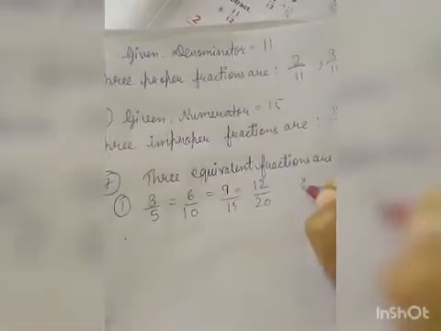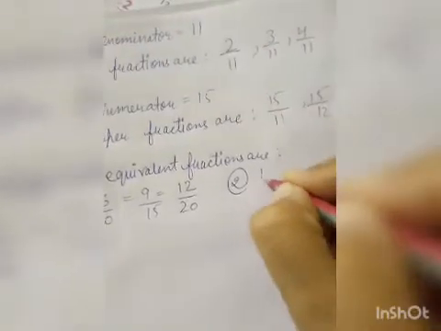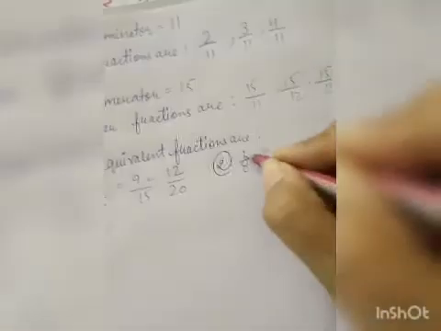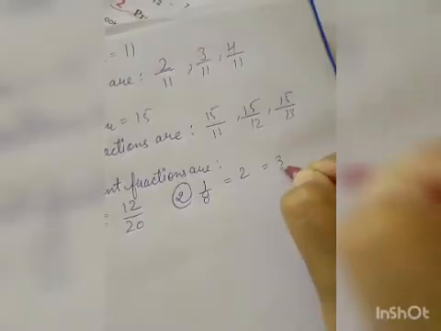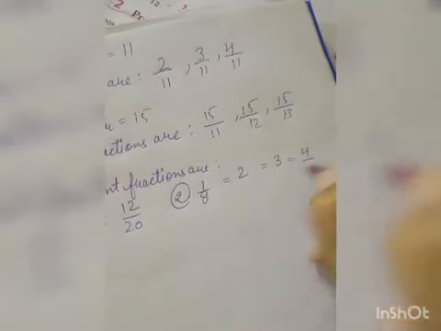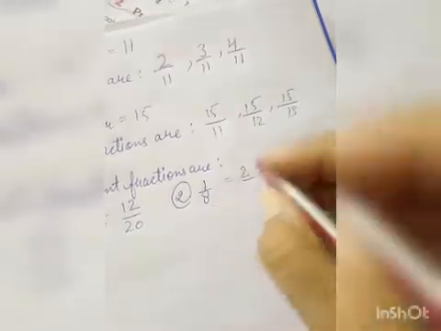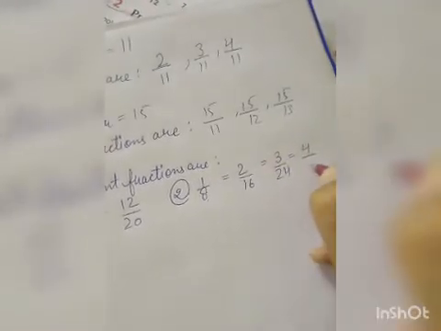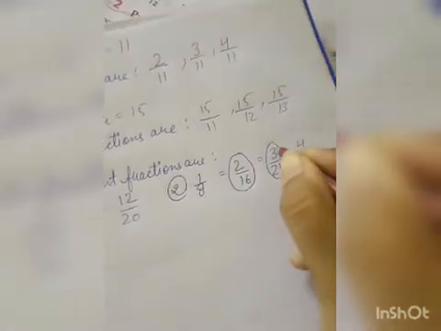Second question is 1 by 8. So 1 ones are 1, 1 twos are 2, 1 threes are 3, 1 fours are 4. For 8, 8 ones are 8 we have, 8 twos are 16, 8 threes are 24, 8 fours are 32. So these are the equivalent fractions.